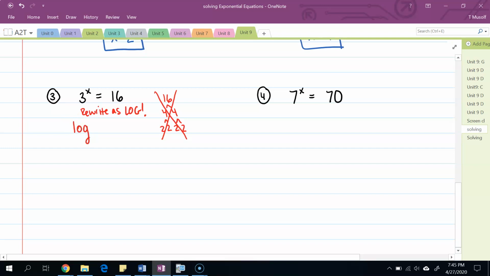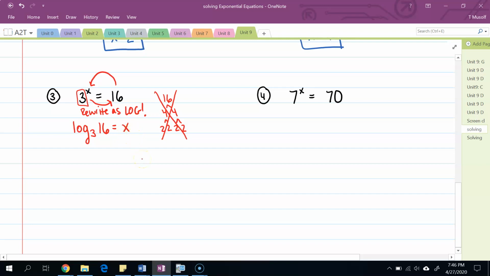And then the base of my log is the base of my exponential, so that would be a 3. And it goes in a circle, right? So the next number I'm going to write down is 16 equals, and then the next number is x. And now x is solved for, right, because x is by itself.